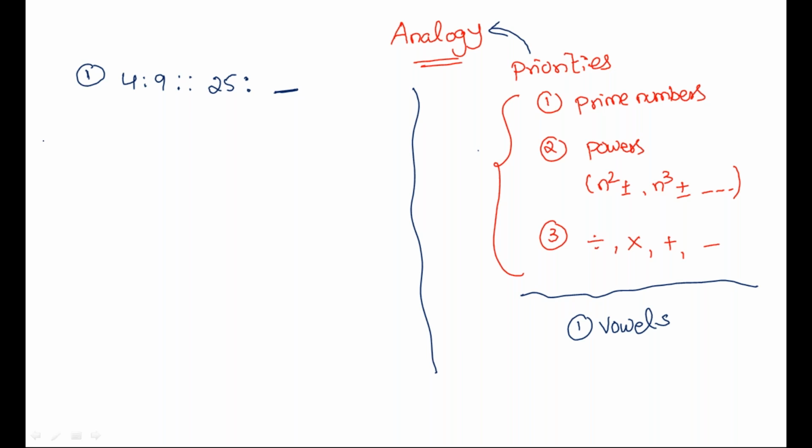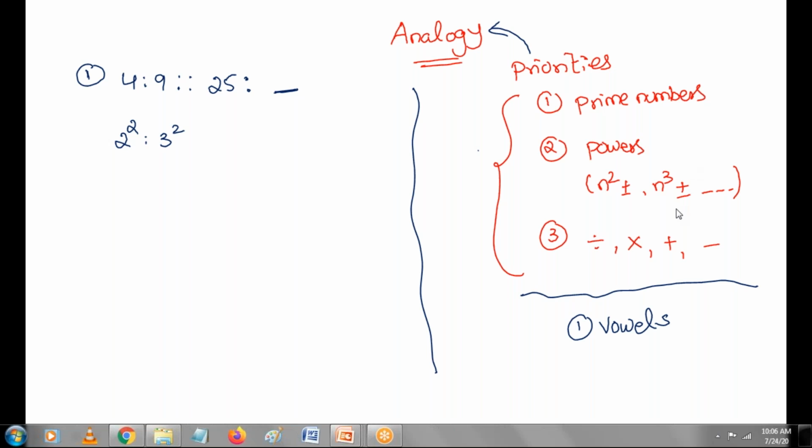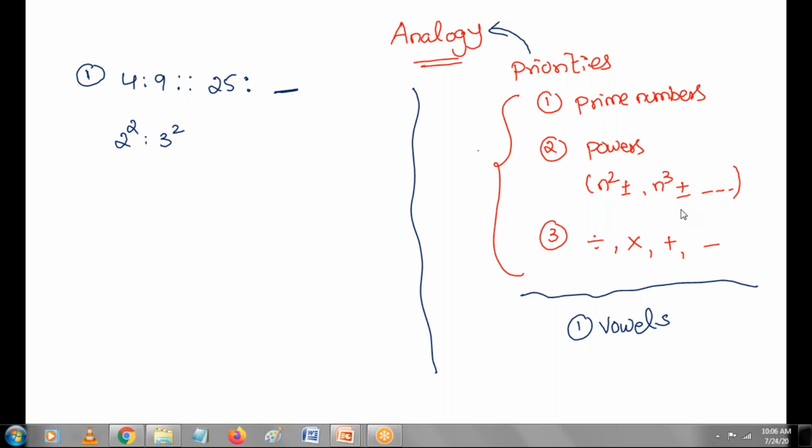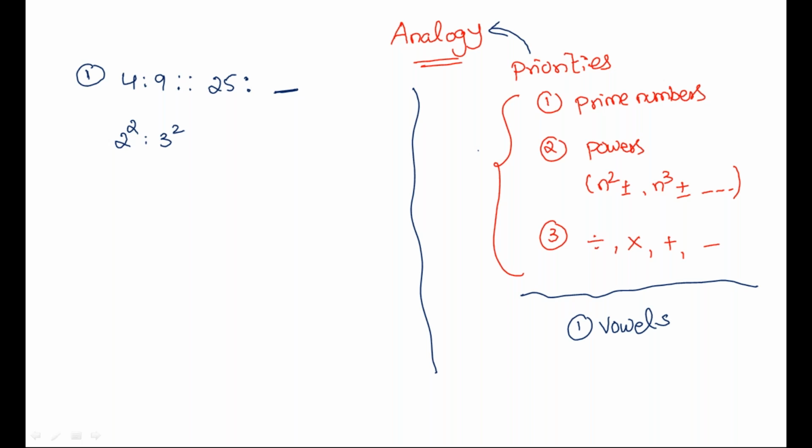As per logic 1 and including priorities, I can write 4 as 2 square. My dear friends, while joining, please make sure you are on mute. Here 4 and 9 are nothing but 2 square and 3 square, right? 25 can be written as 5 square.